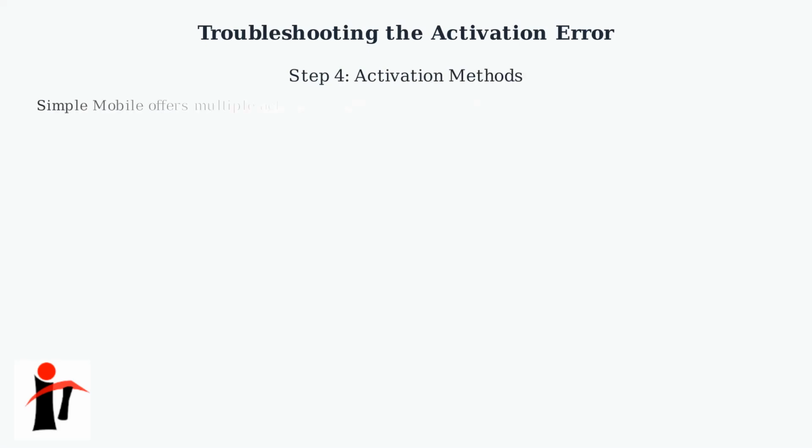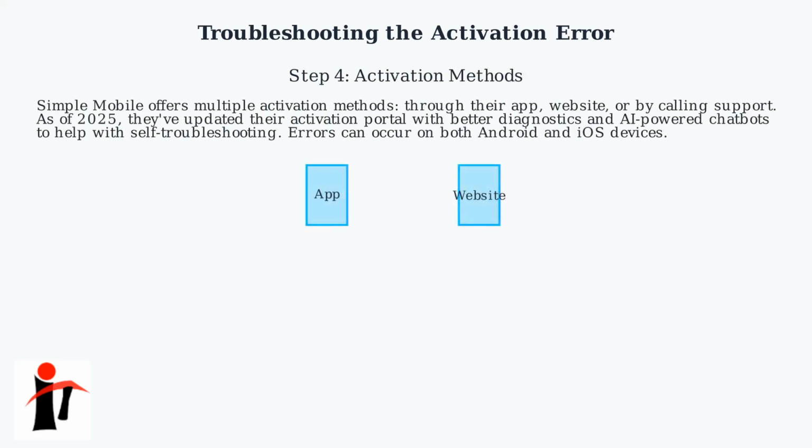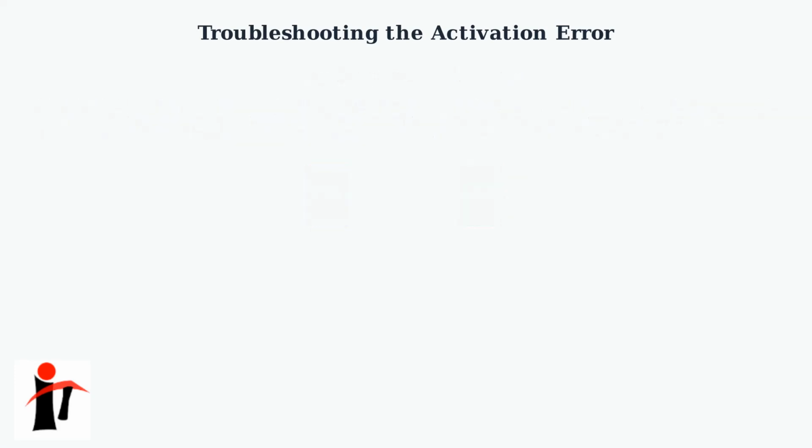Fourth, use Simple Mobile's activation methods. You can activate through their mobile app, website, or by calling customer support. As of 2025, Simple Mobile has updated its activation portal with improved diagnostics and AI-powered chatbots to assist with troubleshooting. These tools can help identify and resolve issues more efficiently. Remember that activation errors can occur on both Android and iOS devices, as well as during eSIM setups.